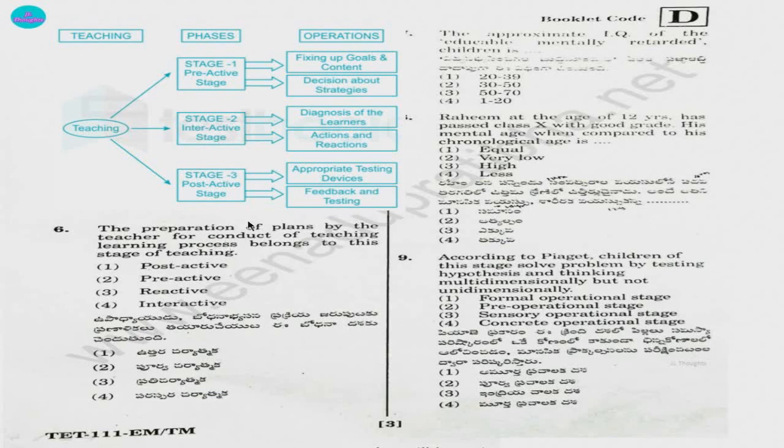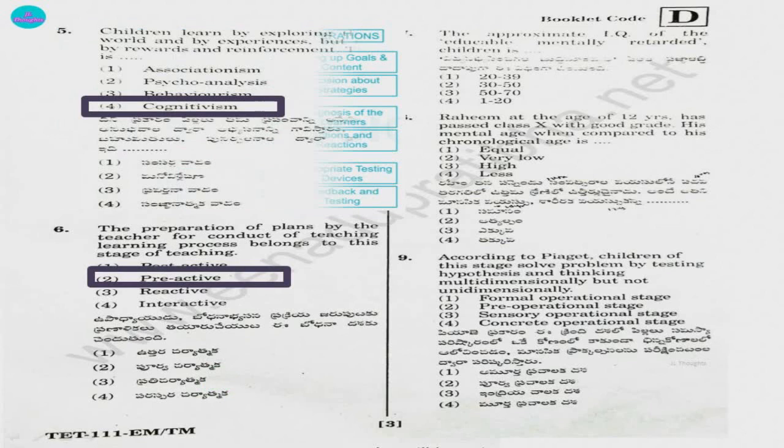In the question, they ask about the preparation of plans by the teacher for the conduct of the teaching learning process. So where are the plans done? We are fixing the goals and decision strategies. It's done in stage 1, that is the pre-active stage. So the answer is option 2, pre-active stage.